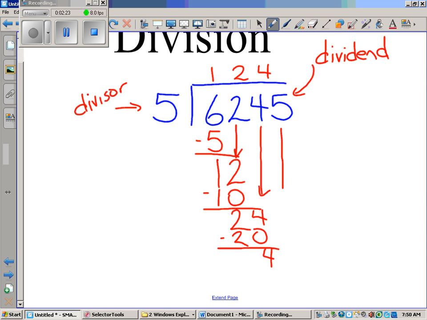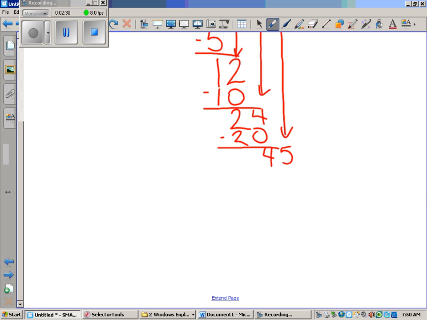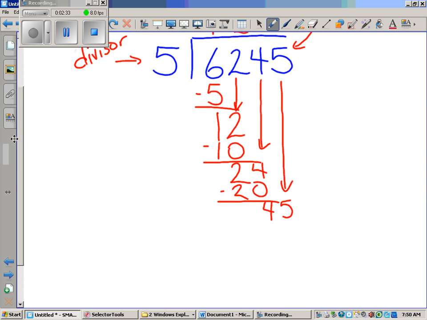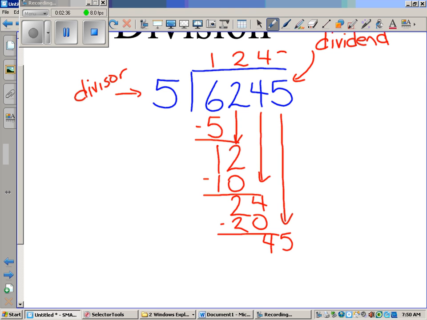The last one I have to do is bring down this 5. And now again, last step, I have to say how many times will 5 go into 45. I'll put the question so you can see it. It'll go in 8 times. Sorry, no, it won't go in 9 times. My bad. It'll go in 9 times. 9 times 5 is 45, which gives us a remainder of 0. So our answer, how many times will 5 go into 6,245, is 1,249. The only little bit of difference is where we're going to get a little decimal number, and I'm going to show you that next.